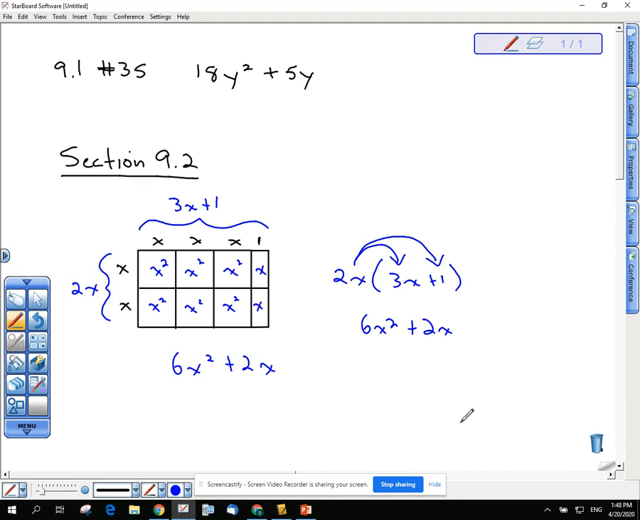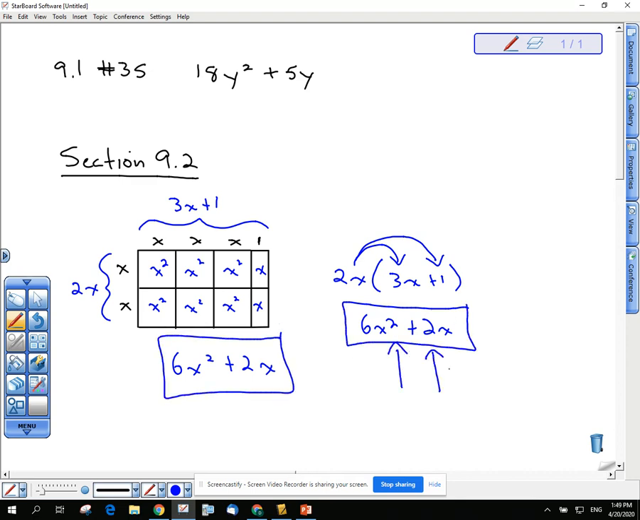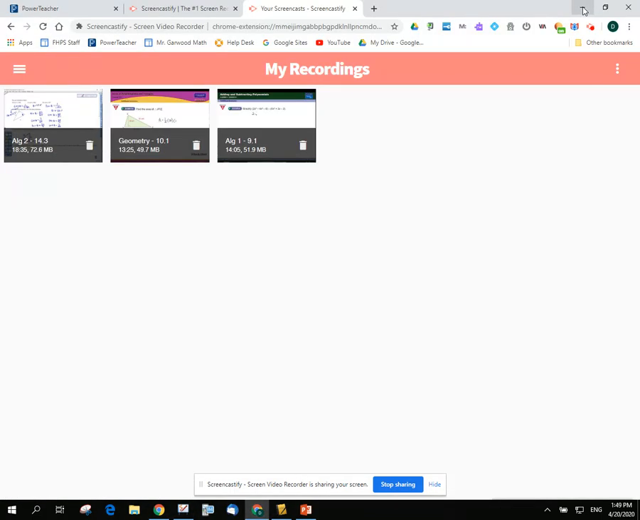Now, I didn't time myself there. I don't know which one actually was faster, but this way is considered more efficient and really gets to the problems that we're going to do today in section 9.2. So either way, this is your answer. We like this method. Three examples.